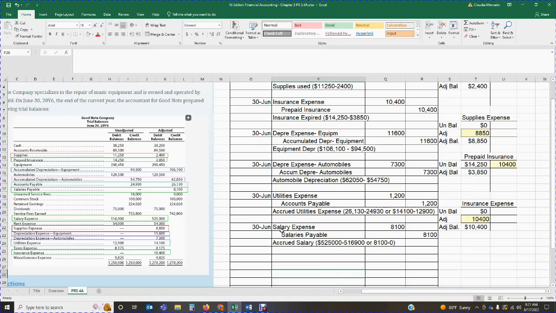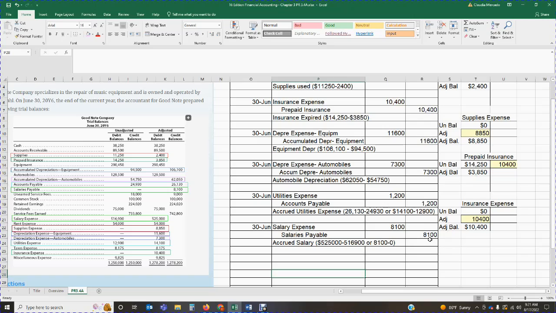Now I'm recognizing the expense in the correct period that it happened. My employees worked in the month of June, so I am recording an expense in the month of June for $8,100, and I am putting the money aside into my salaries payable. This is money that is owed to my employees of $8,100.